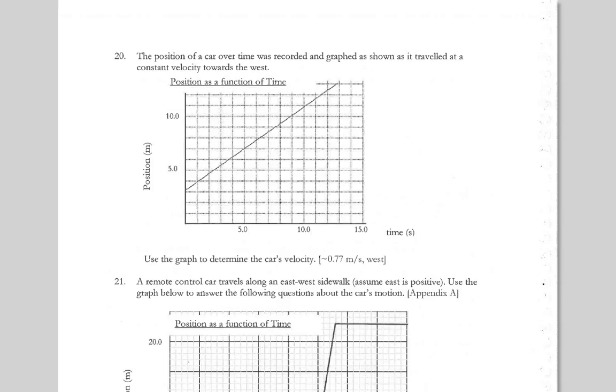Number 20. The position of a car over time was recorded and graphed. So how to find velocity off of a position time graph? It's in the notes yesterday. How to find the velocity off a position time graph? Find the slope.